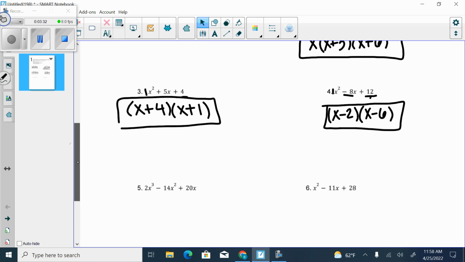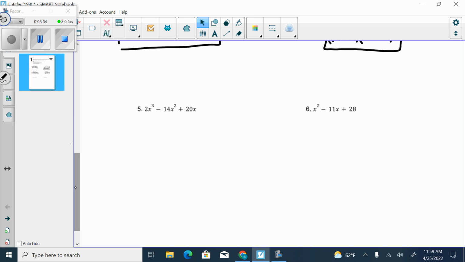Okay. Number 5. Do we have a GCF on this one? 2 what? 2x. Good. Okay, so if I take 2x out of 2x cubed, what are we going to be left with? So x squared, but the 2 we took out, right? So it'll just be x squared. And then if I divided negative 14x squared by 2x, what's going to be left? Negative 7x, good. And 20x divided by 2x would be positive 10. Very good.